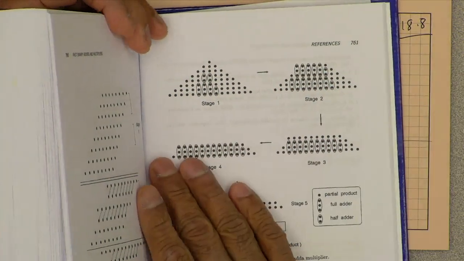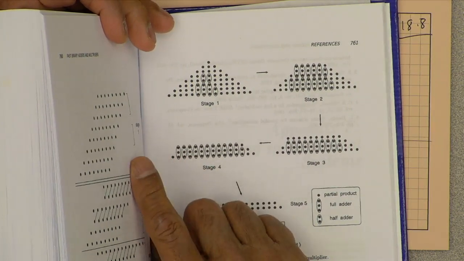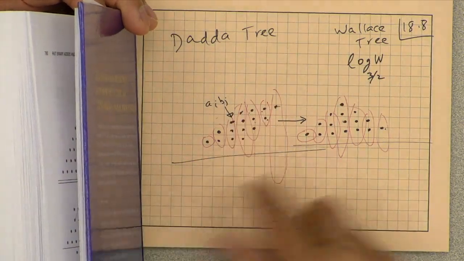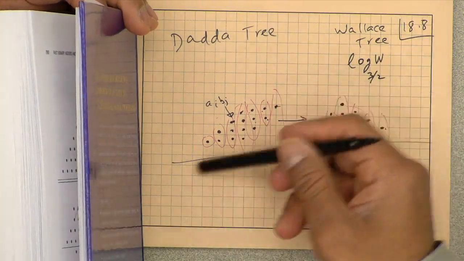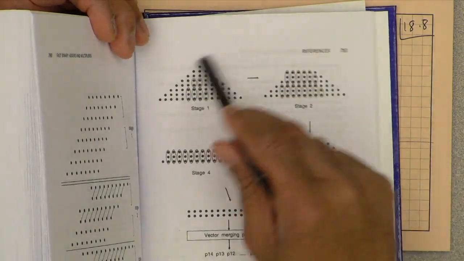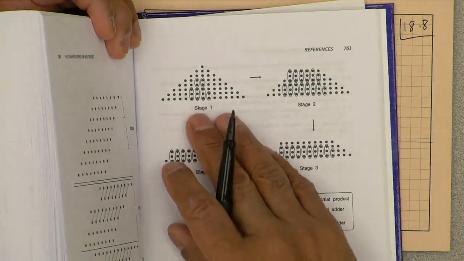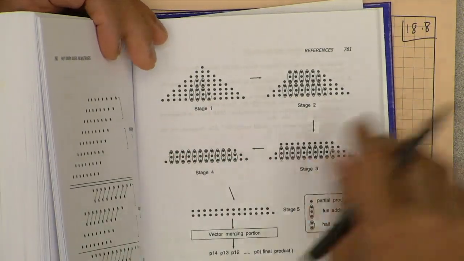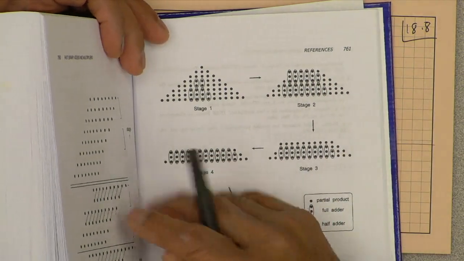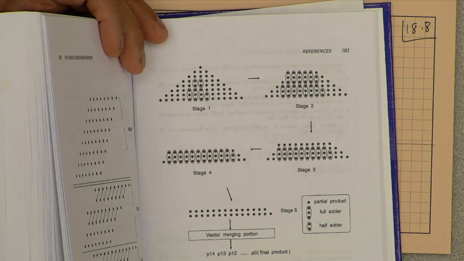So, an 8 by 8 multiplier, and it looks like a triangle. You can have a parallelogram, an 8 by 8 parallelogram looking like that. Rearrange them to look like a triangle. Okay, that's the starting point, and that's called stage 1. And what do you think is going on here?